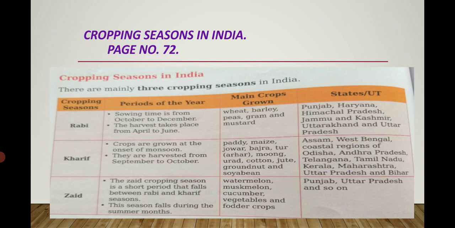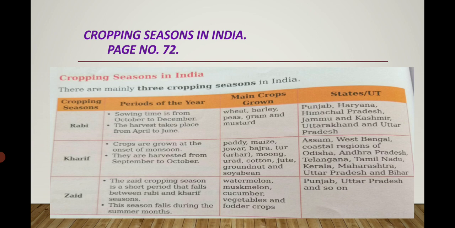Now, next we are going to discuss the cropping seasons in India. You can turn to page number 72 and refer to the table given on page number 72. The cropping seasons in India. There are mainly three cropping seasons in India. They are Rabi, Kharif and Zaid. So we will discuss the periods of the year, then we will discuss the main crops that are grown, and we will discuss the states or the union territories where they are grown.